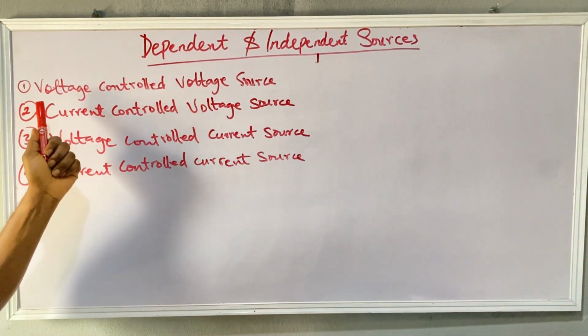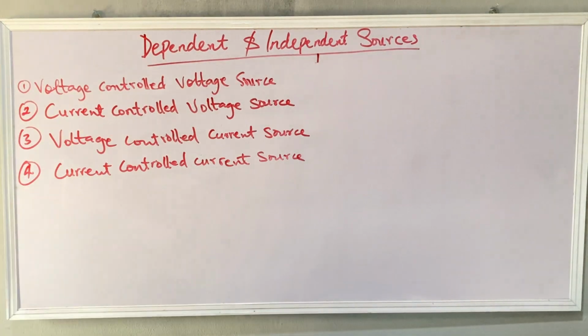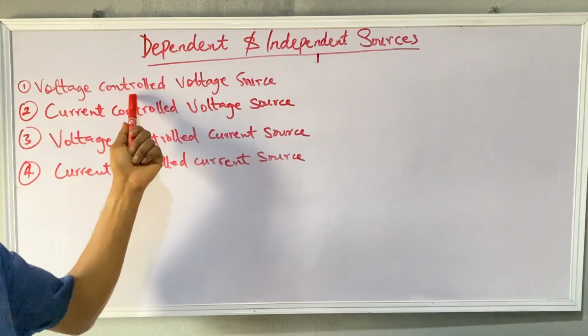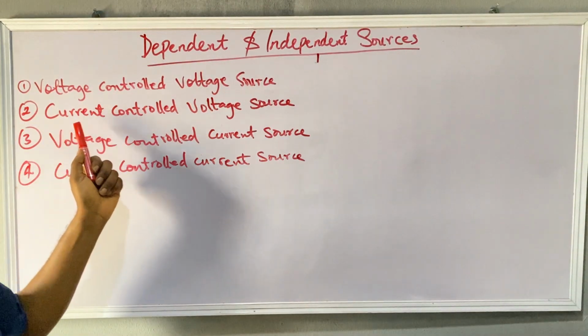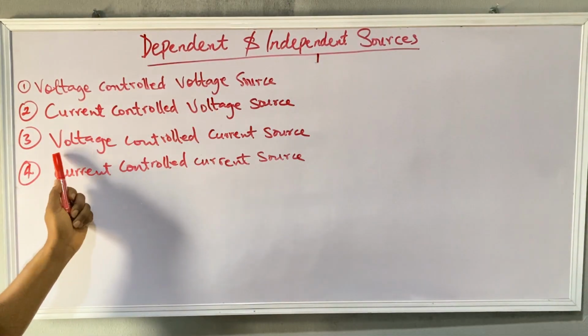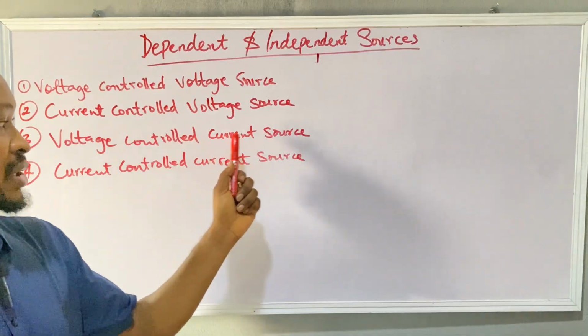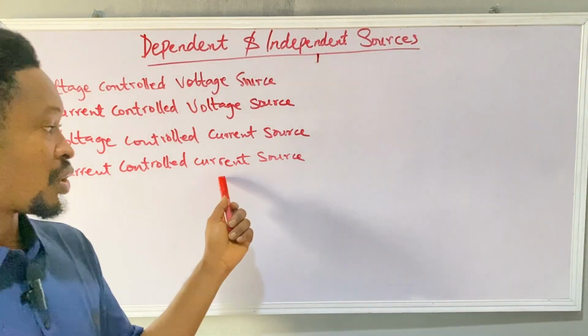So there are four different types of dependent and independent sources. The first one is voltage controlled voltage source. The second one is current controlled voltage source. The third one is voltage controlled current source. And the last one is current controlled current source.